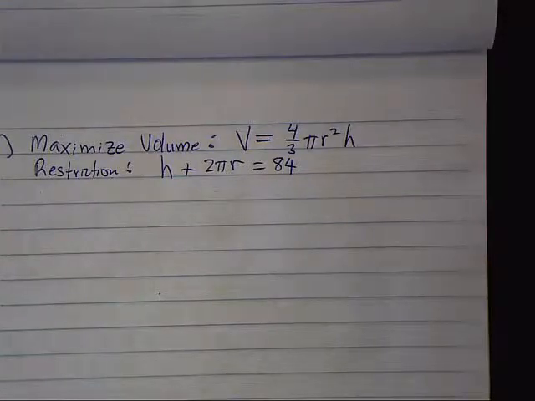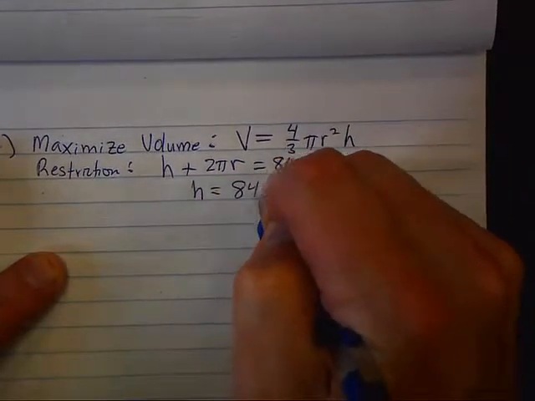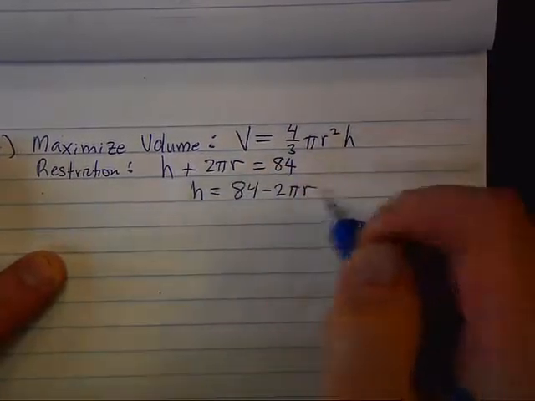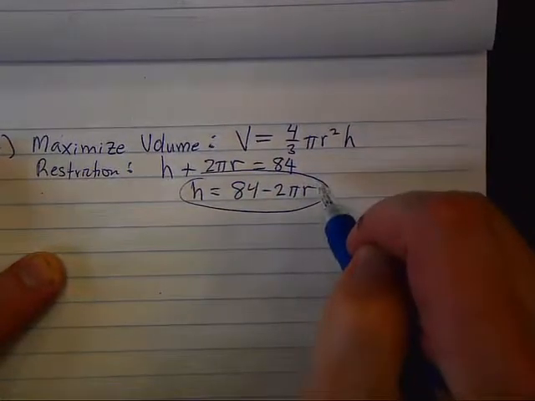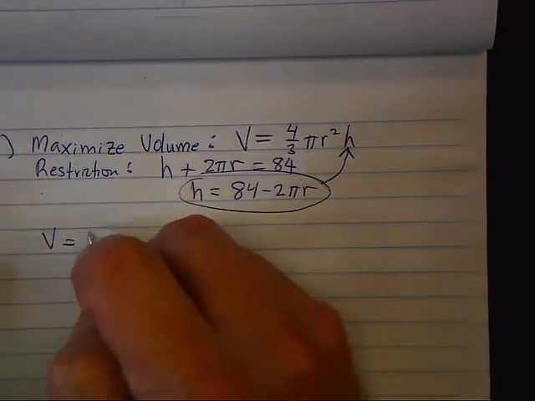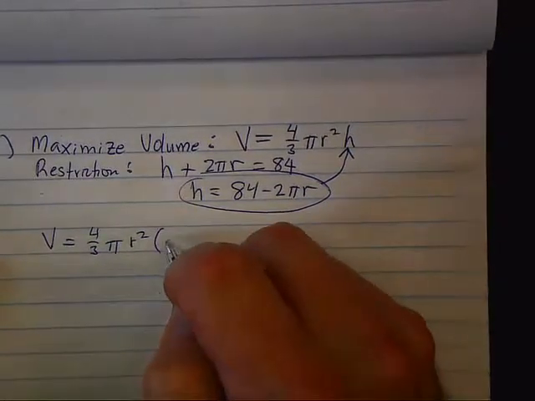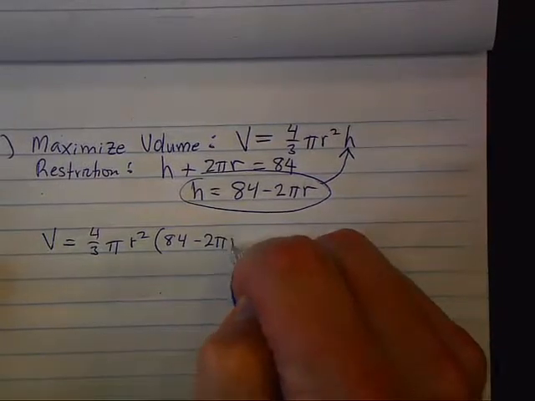Okay, so does that restriction formula allow me to get rid of one letter or the other? Do you want to get rid of h or do you want to get rid of r? You can get rid of either one. Which one looks easier? It looks like it would be easier to write h equals 84 minus 2 pi r. And then we're going to plug that into our volume formula. So we get our formula for volume. Volume is 4/3 pi r squared times (84 minus 2 pi r).